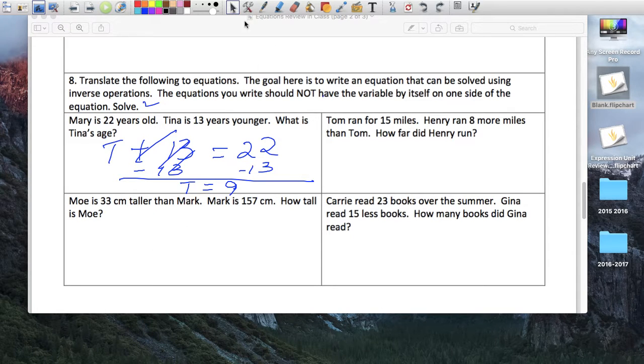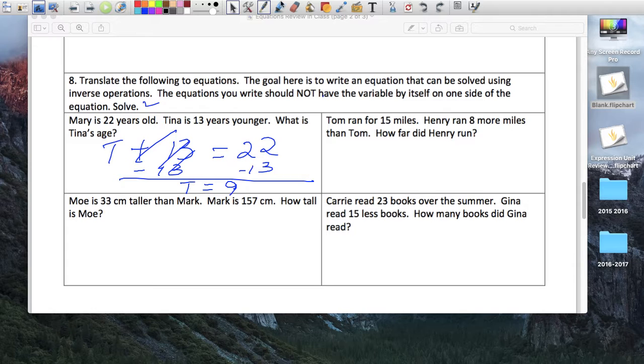Mo is 33 centimeters taller. Mark is 157. How tall is Mo? So Mo, whatever Mo is, plus 33, will give you Mark. Okay. Also, no. I'm going to set this one aside. Oh, I hate these, only because you have to set it up where the coefficient is not isolated. I'll get back to those two again.